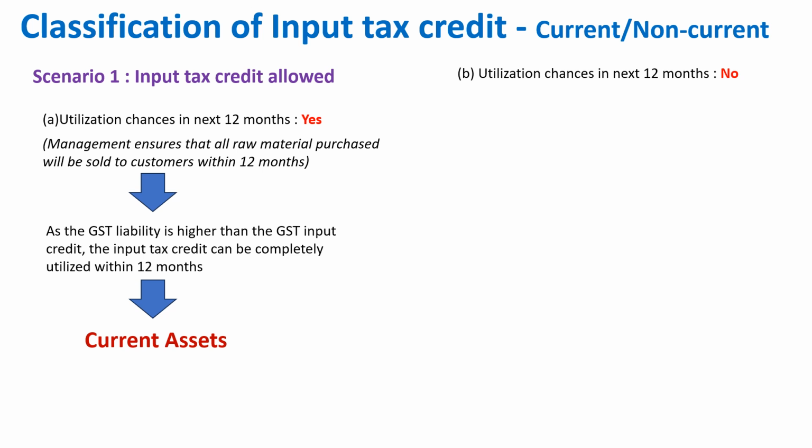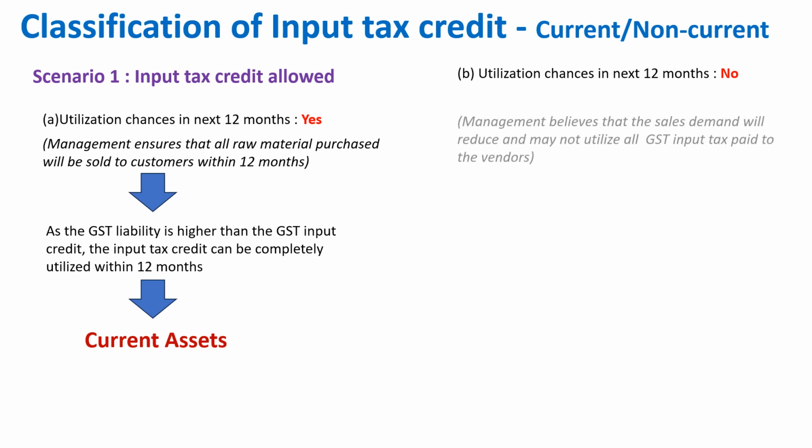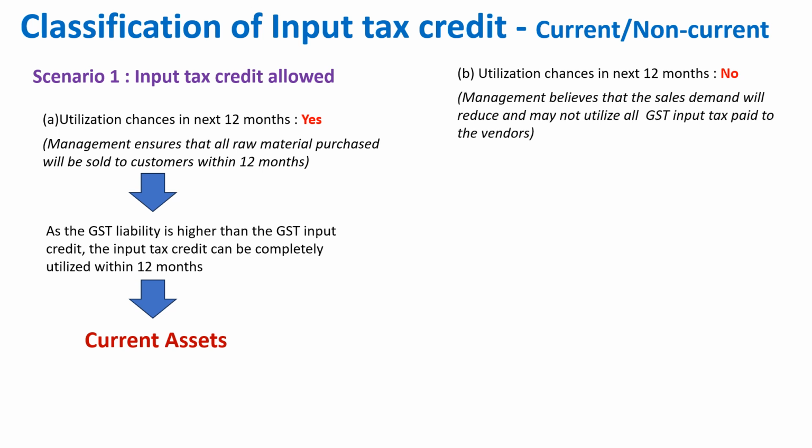Now, second scenario: utilization chances in the next 12 months is no. That means the probability of utilizing the tax credit accumulated today in the next 12 months is very low. What is the scenario here? Management believes that the sales demand will reduce and may not utilize all GST input paid to the vendors. That means sales are falling, the demand from the customers is reducing. So the GST liability the company is going to pay in the next 12 months will be lower than the input tax credit accumulated today.